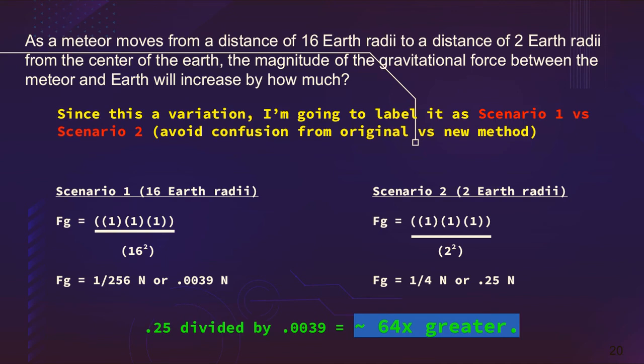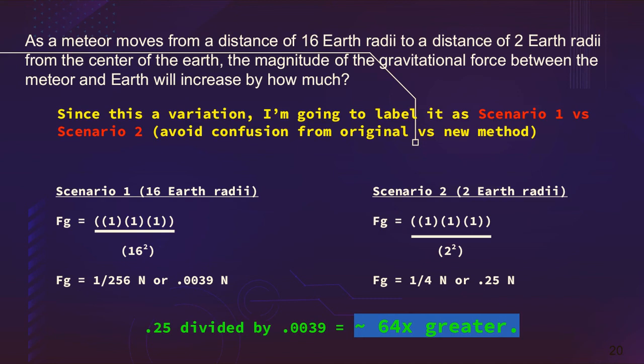So in my scenario 1, I have to include that that is a 16, and I have to square that. So when I solve for scenario 1, it's essentially 1 divided by 16 squared, which is 1 over 256. Or when you punch it in a calculator, it's 0.0039 newtons. So the FG in the first scenario is 0.0039 newtons. It's a very small number.